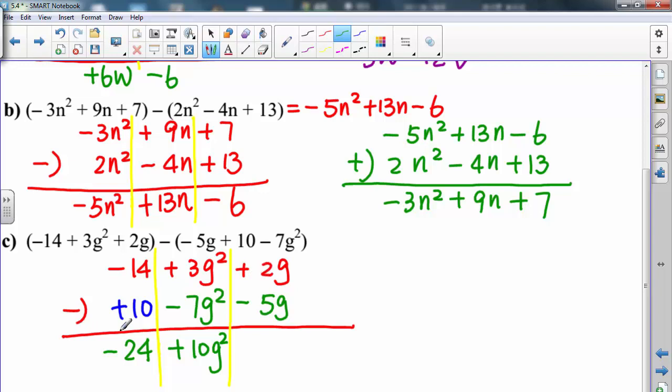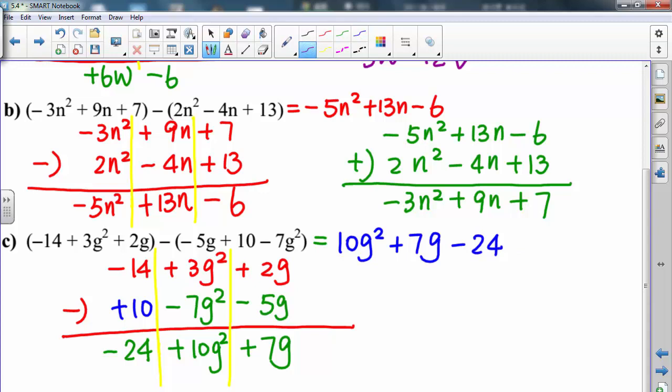The same for the last two like terms. Positive 2 minus negative 5, positive 2 plus positive 5, plus 7g. So the difference is negative 24 plus 10g squared plus 7g. But in most cases, we prefer the polynomial in descending order. So I will write down this polynomial as 10g squared plus 7g minus 24.